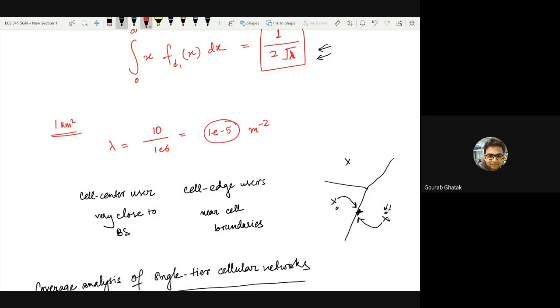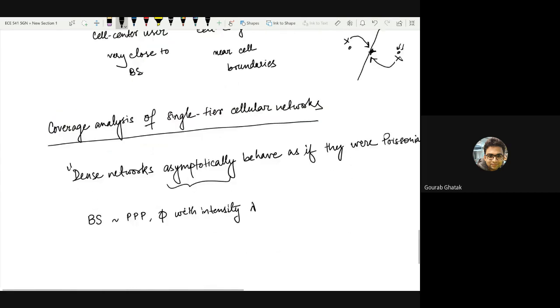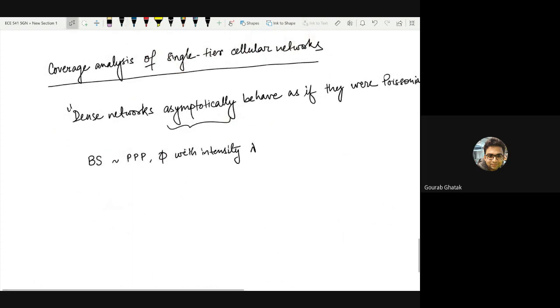Of course, if you are deploying the base stations on a one-dimensional line, which we will come across in a later part of our course when we will be deploying base stations along the roads, that makes a one-dimensional deployment, that would be per unit length. For the moment, it's per unit area. Okay, so we have a base station process which is defined as a Poisson point process, or the locations of these base stations are governed by a Poisson point process with intensity lambda. We will have also users.